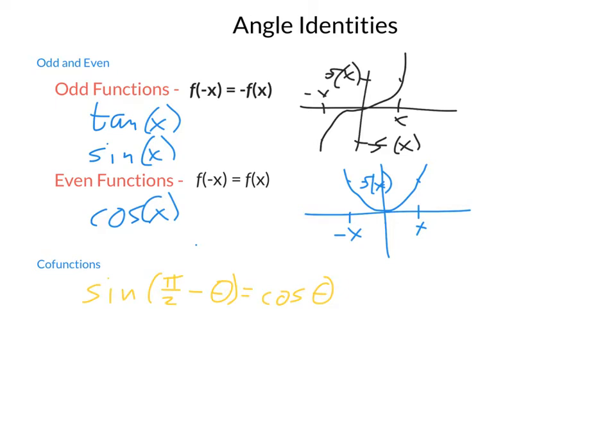Specifically, we have that the sine of pi halves minus theta is cosine theta. Of course, we can do this for the equivalent in degrees. So the sine of 90 degrees minus whatever our angle theta is going to be is cosine of theta. Then the cosine of pi halves minus theta is sine of theta.